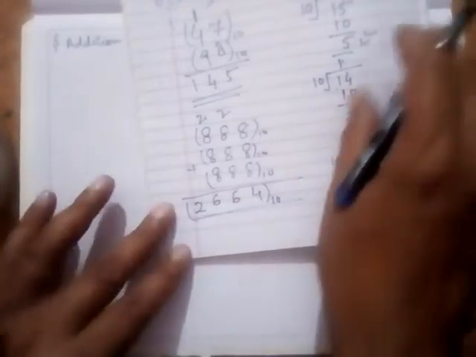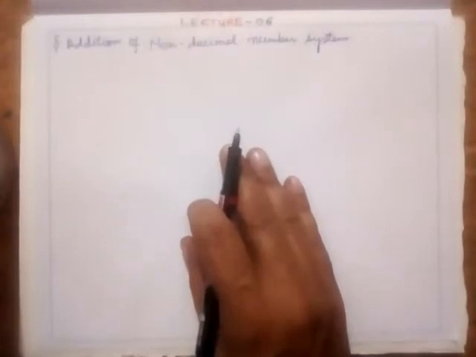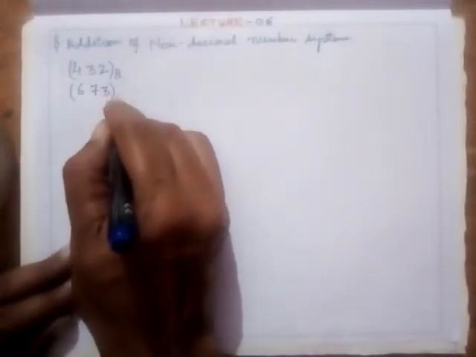This logic I'll apply in all sorts of additions. So I'll come to a problem. First I'll do octal addition, for example. I'm not writing it as octal addition. Suppose I say that you add these numbers: 432 in base 8, and I say that add 673. 673 is another number in base 8.